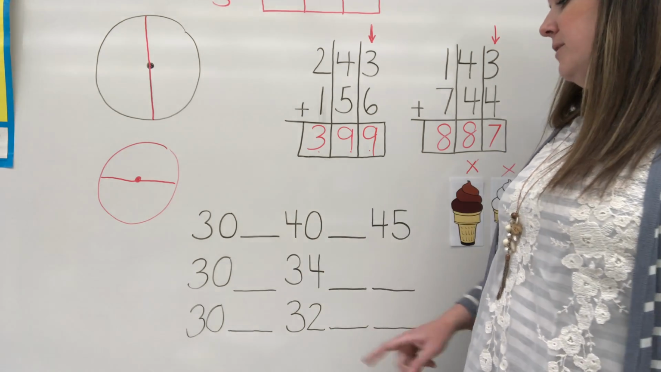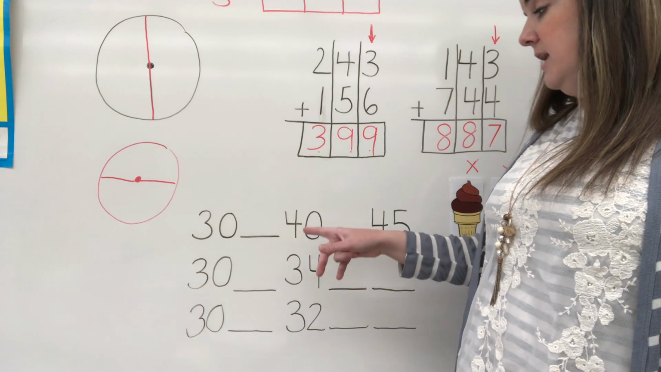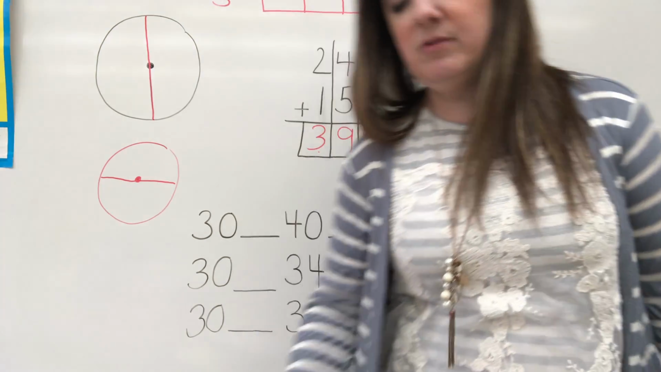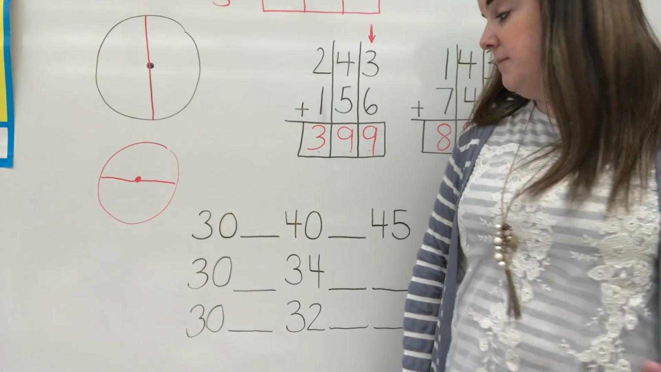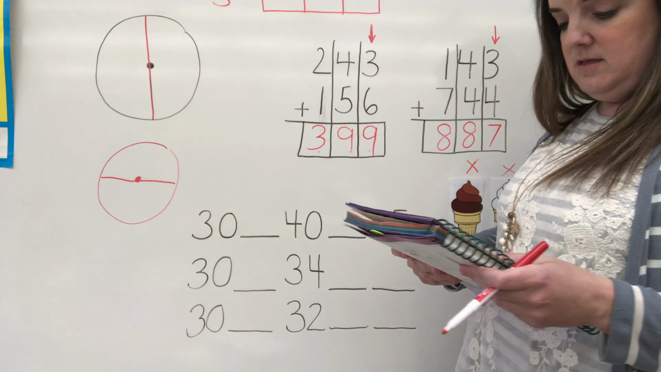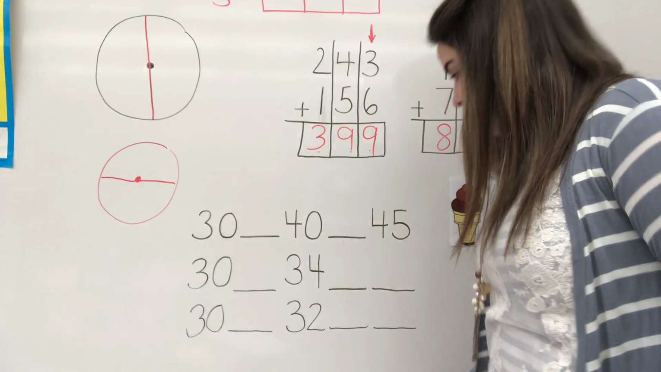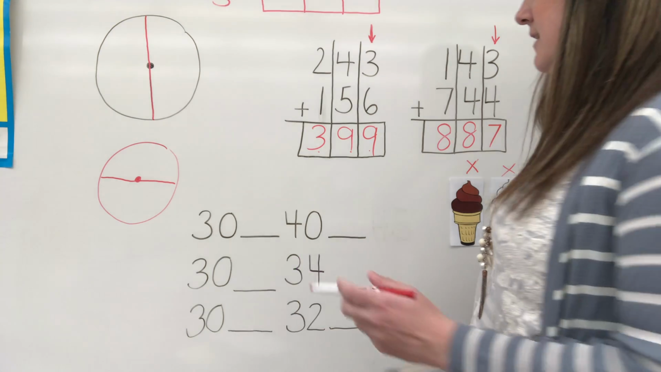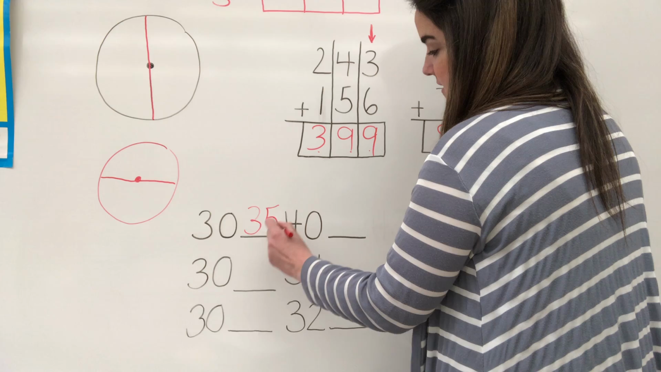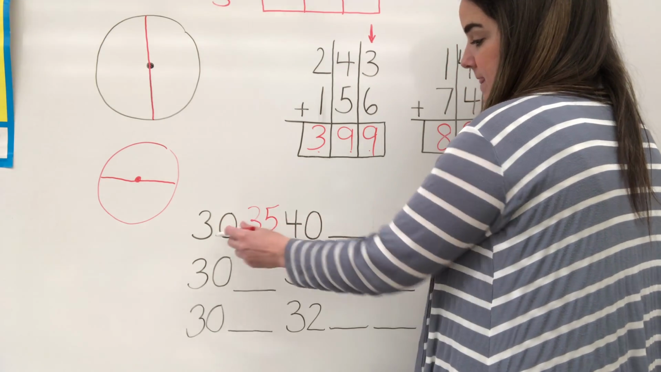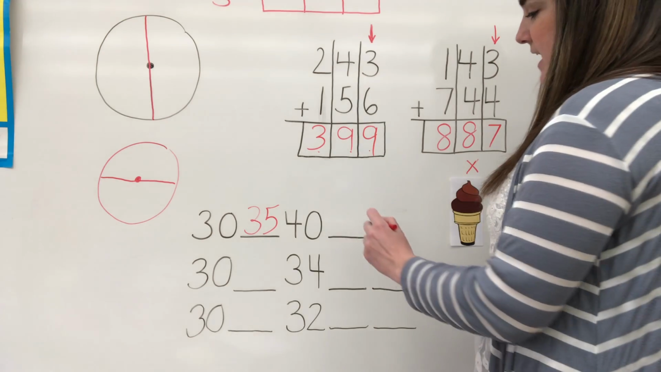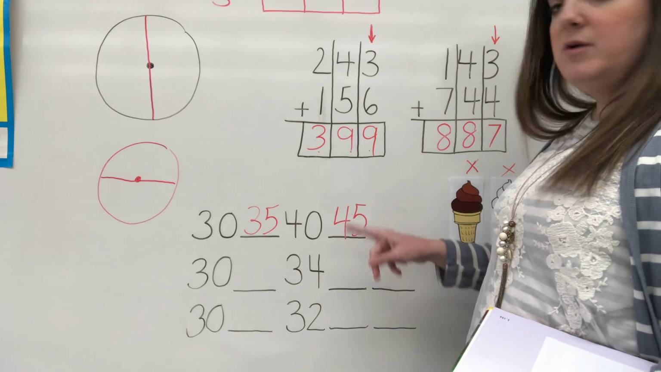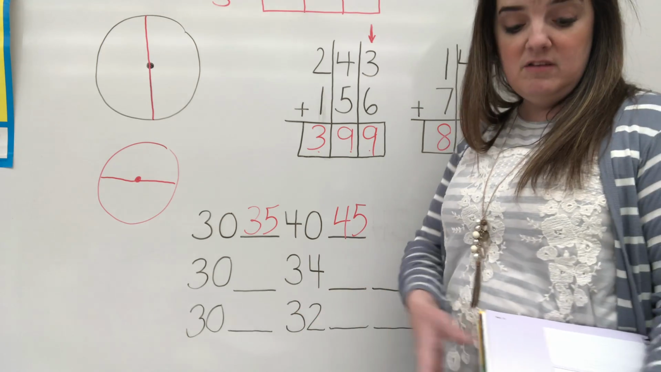Let's go to this first row. We have 30, then a missing number, then 40, then a missing number, and then 45. What do you think we're counting by in that row? Ms. Williams messed this up, guys. Let me erase that. In the first row you have 30, and then the next number would be 35. It's 35, and then we have 40, and then 45. So we have 30, 35, 40, 45, and then you continue filling in the rest of the missing numbers by 5s.